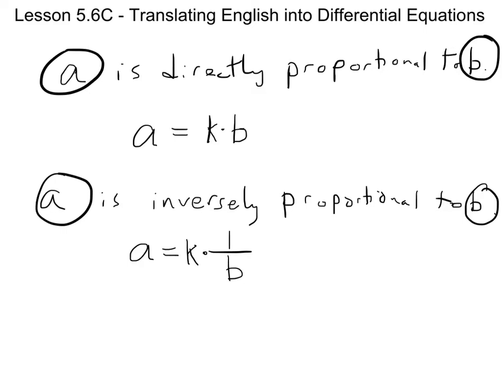So the idea here is that in directly proportional, as A goes up, B goes up. In this one, if A gets larger, B effectively has to get smaller in order for this to balance out, right? So really that's the only vocabulary that you're going to need to know in order to work through the rest of these problems. Any other vocabulary we'll pick up along the way.